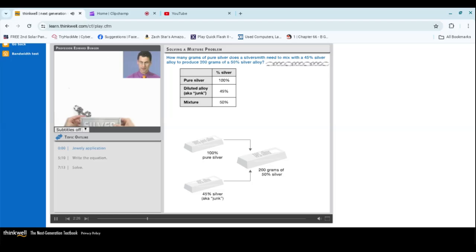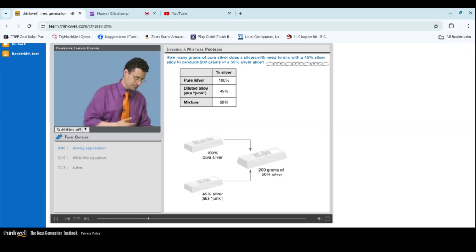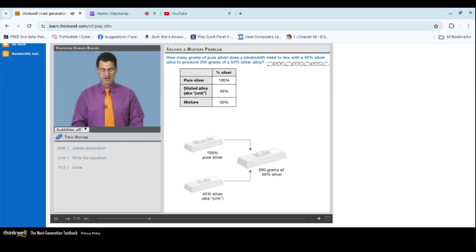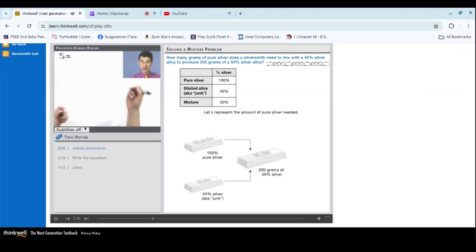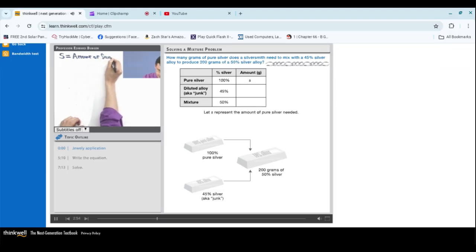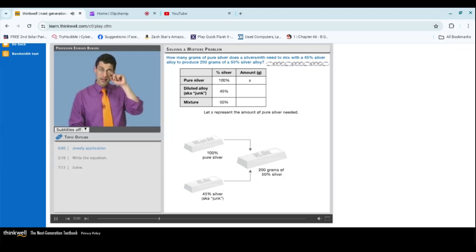Okay, let's see if we can make some progress on this. How much silver do we need? Let me call the amount of silver I'm going to need S. This is an unknown that I'm introducing. It's there, but it's not written mathematically. So S is the amount of silver. If S is the amount of silver, can we figure out how much of the alloy stuff we're going to add? Well, the answer is yes, and the answer is hidden in the question.